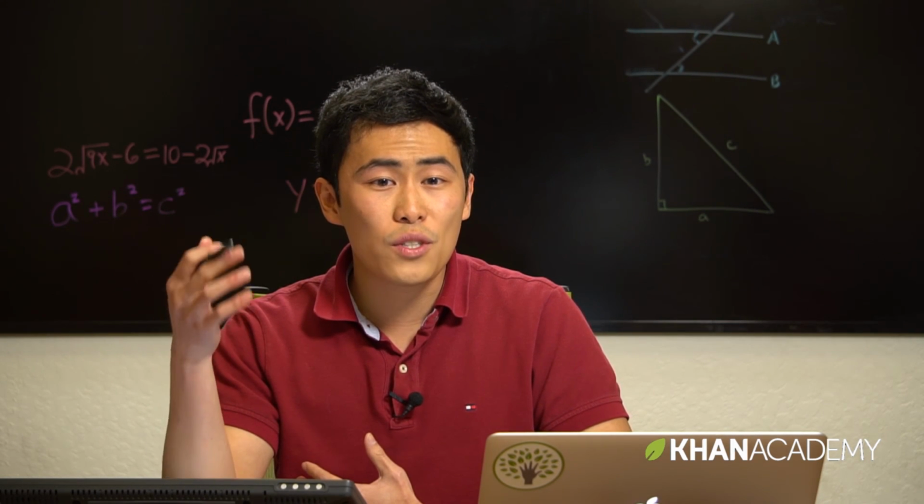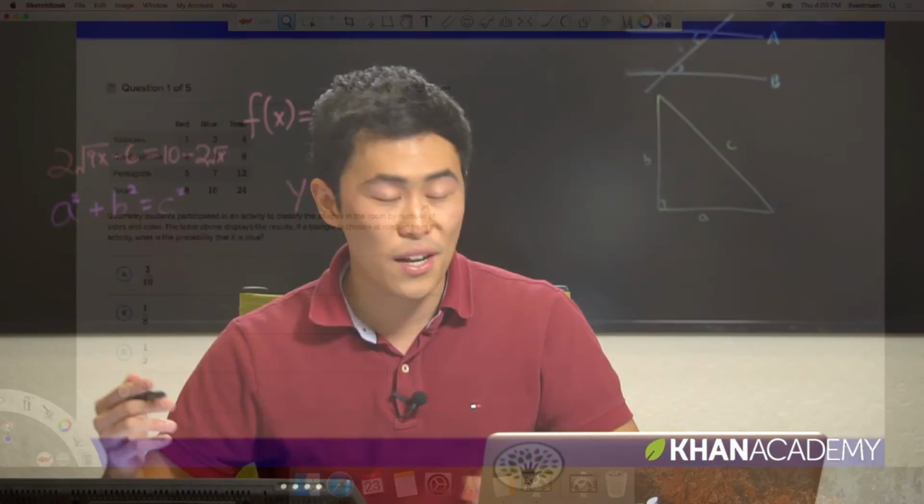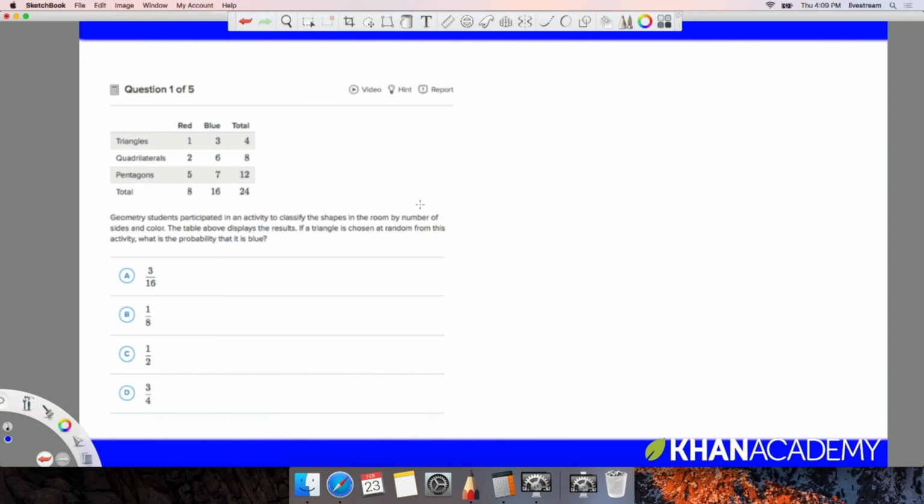But let's see how this process stacks up when we apply it to a different kind of question, a different scenario. So in this next question, let's give it a read. Geometry students participated in an activity to classify the shapes in the room by number of sides and color. Okay, the table above displays the results, and then if a triangle is chosen at random, what is the probability that it is blue? Okay, so we're classifying shapes, and we want to understand the probability that if a triangle is chosen at random, it is blue.